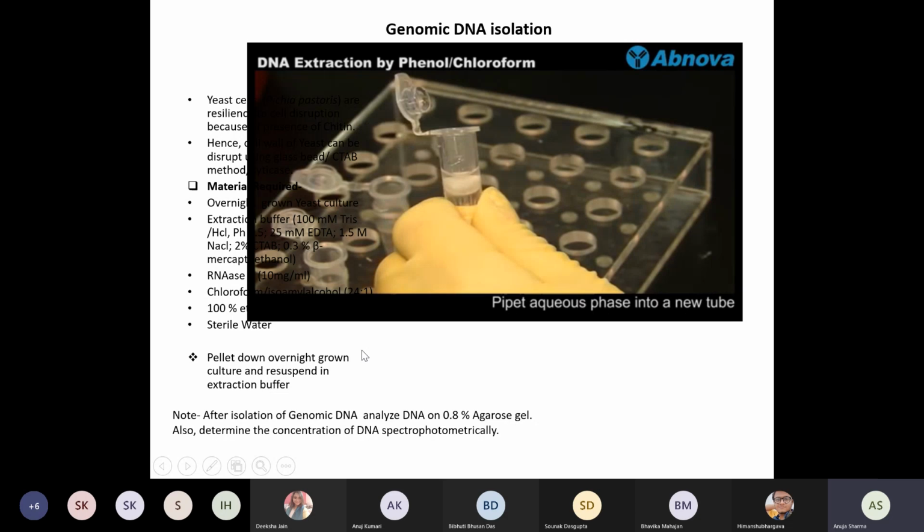So this chloroform and phenol, what it does, it makes the solution into two phases. One is the aqueous phase, one is the organic phase. Your aqueous phase contains the DNA, whereas your organic phase contains all the protein part. So you just take the aqueous phase, which contains all the DNA material.